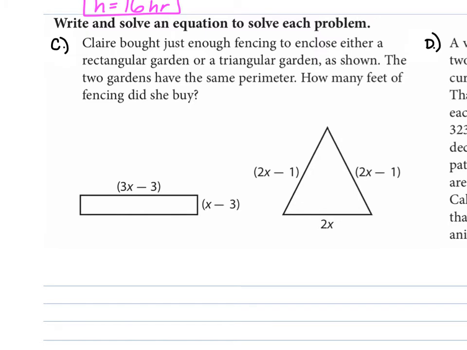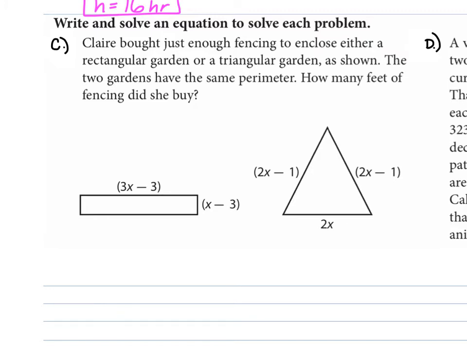For C, it tells us that Claire bought just enough fencing to enclose either a rectangular garden or a triangular garden as shown. The two gardens have the same perimeter. How many feet of fencing did she buy? So first, we need to find the perimeter of each, because the two of them are going to be equal to one another.